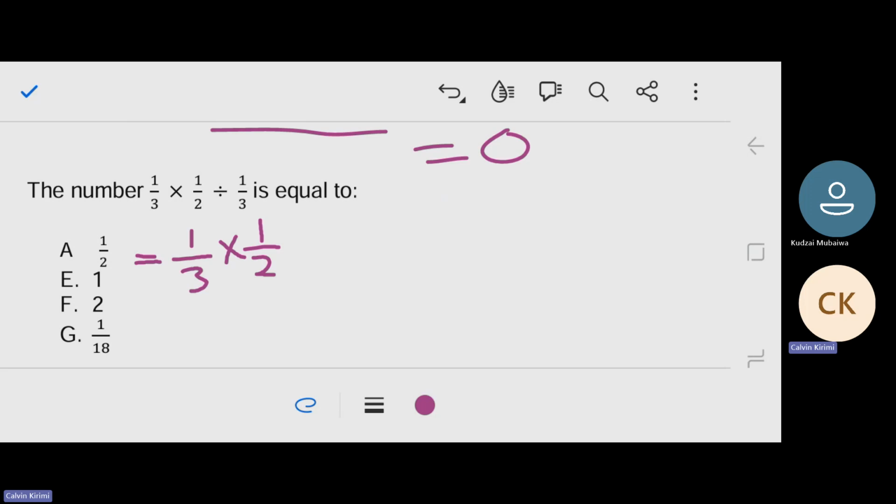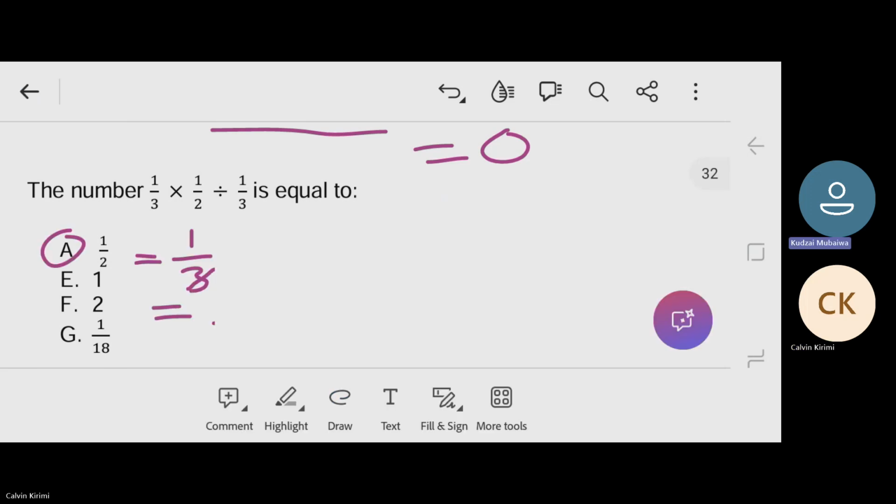Whenever you are dividing by a third, it is the same as multiplying by what? By 3 over 1. Yes, by 3 over 1. So the answer there is what? 1 over 2. The 3 and the 3 cancel, then you are left with 1 over 2. Okay. Yes, sir.